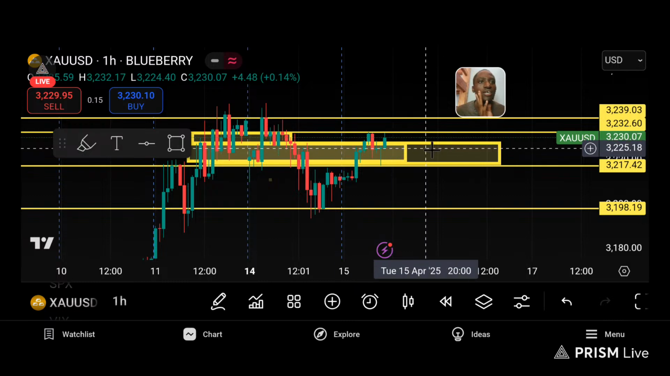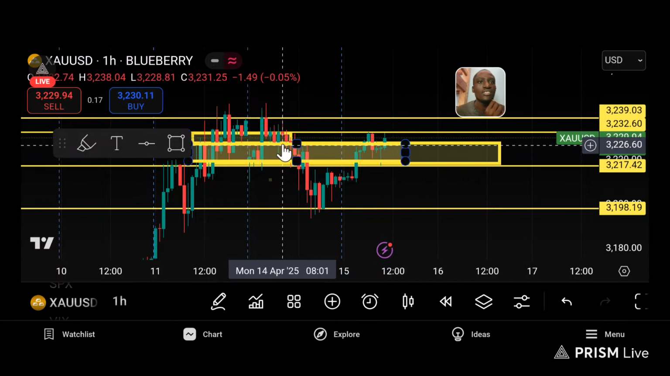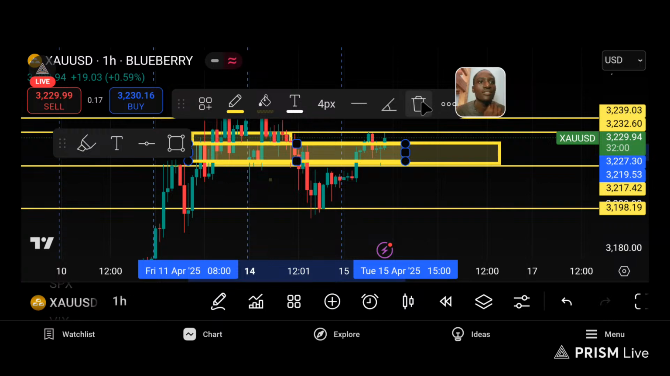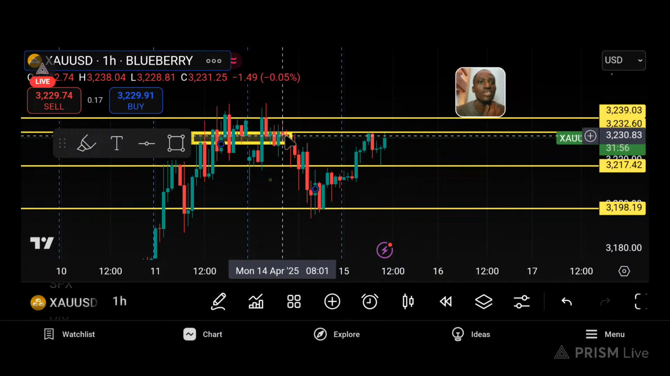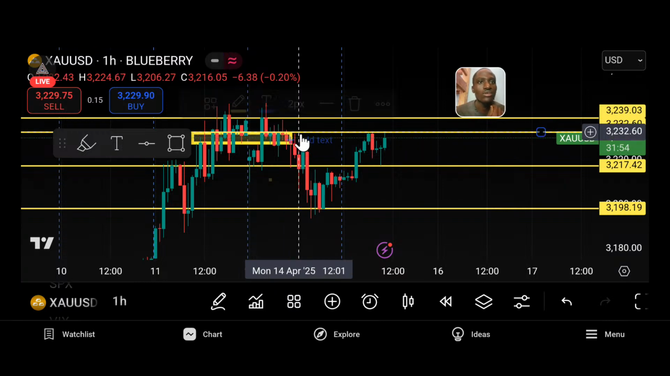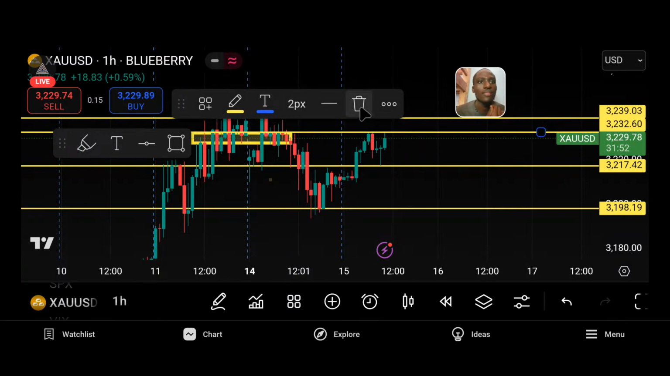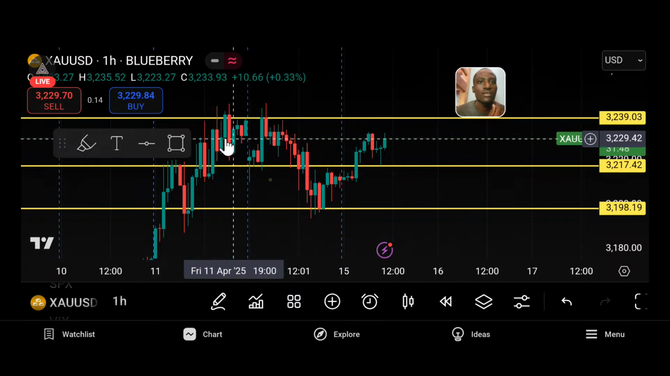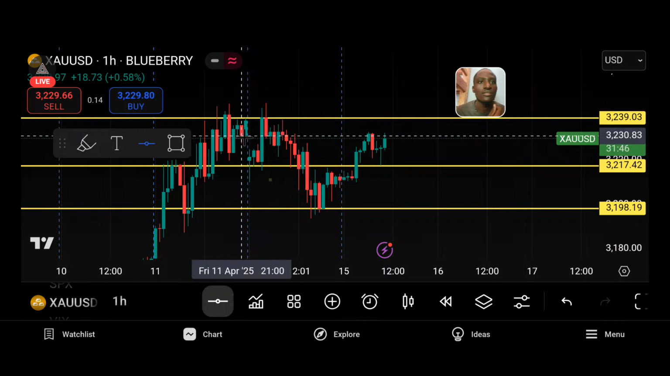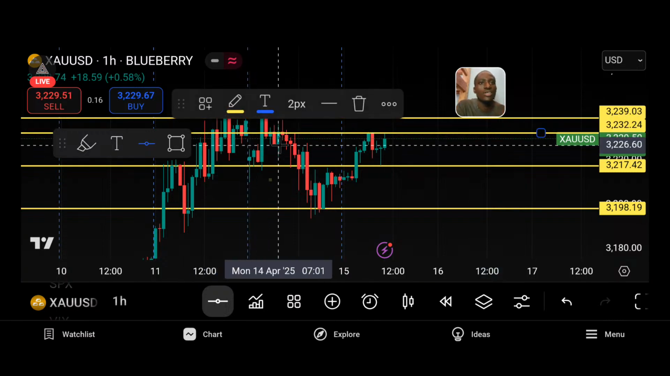Okay, let me just delete the nasty ranges. You don't want to be trading this range, right? That is the range that we were talking about. So you don't want to be trading this whole range right here. You either wait for a break to the upside or a break to the downside, right? That is it, man. That is it.